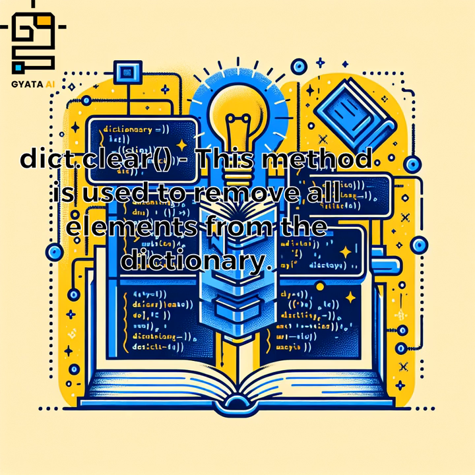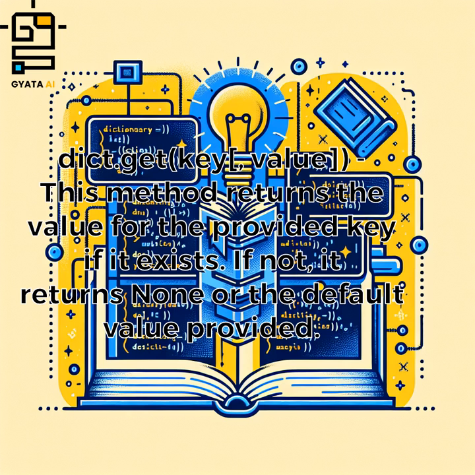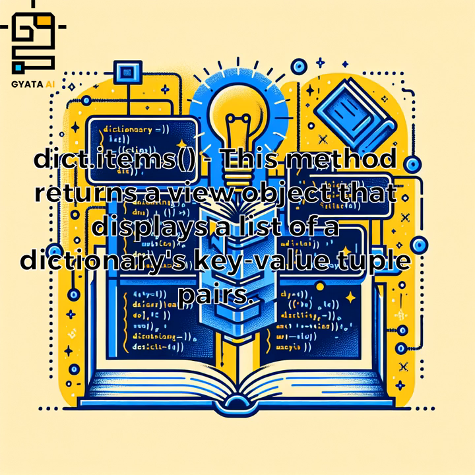dict.clear(). This method is used to remove all elements from the dictionary. dict.copy(). This method returns a copy of the dictionary. dict.get(key). This method returns the value for the provided key if it exists. If not, it returns None or the default value provided. dict.items(). This method returns a view object that displays a list of a dictionary's key-value tuple pairs.